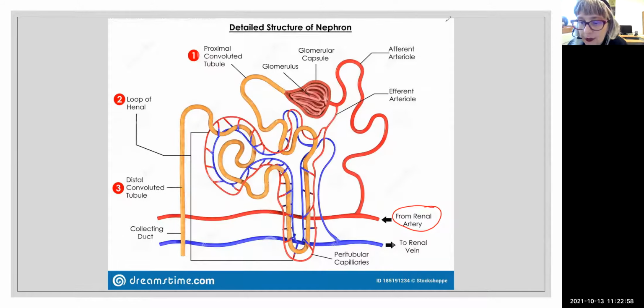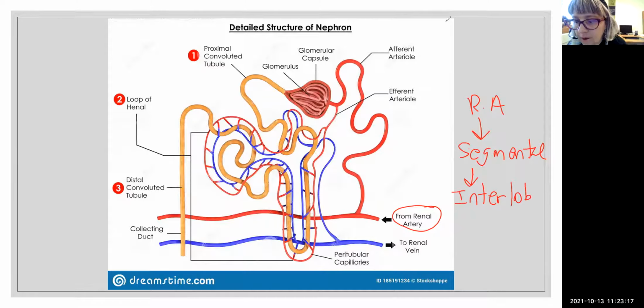So what we're going to do is divide it up into a flow chart. So renal artery into segmental. From segmental, it goes into interlobar. From interlobar, it goes into arcuate. So I'm giving you all the branches.